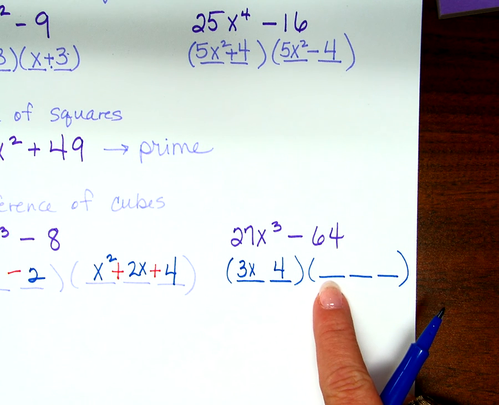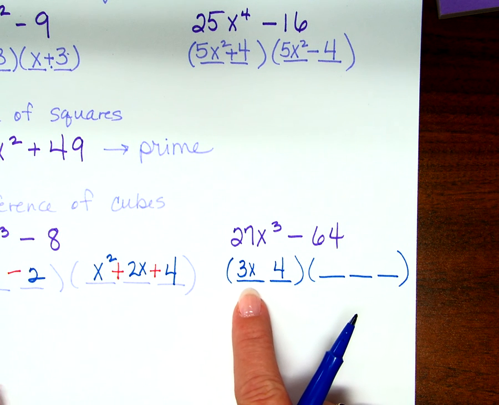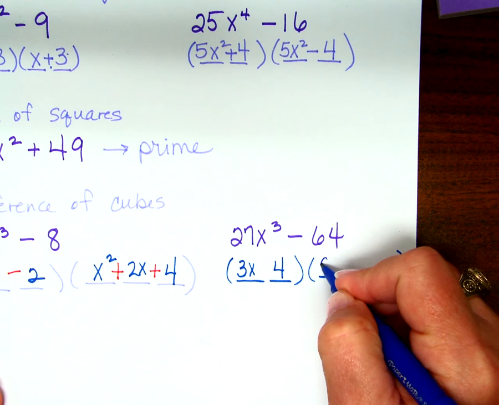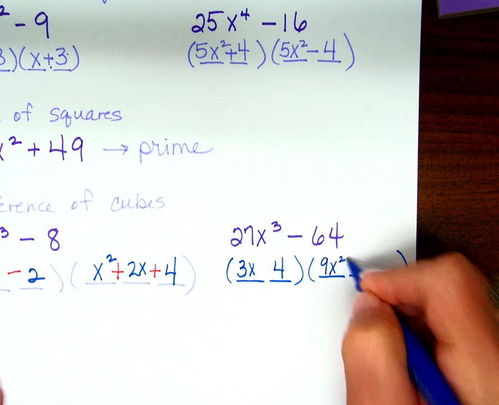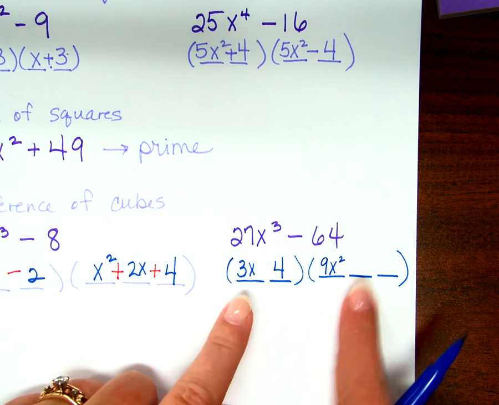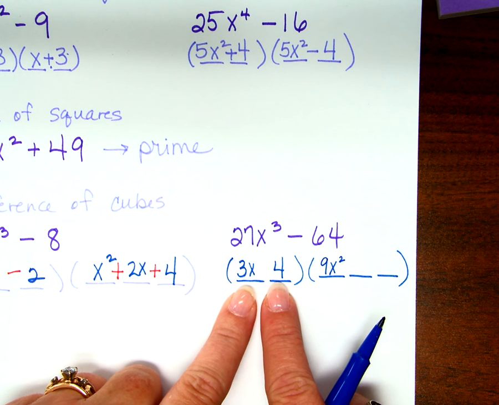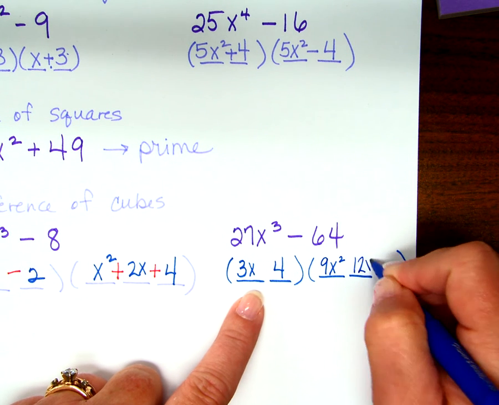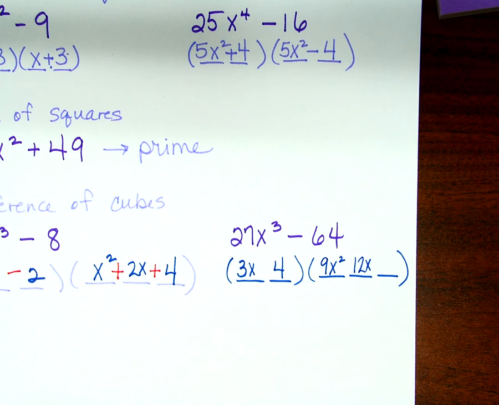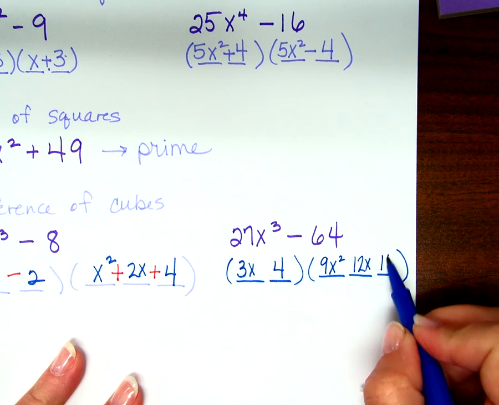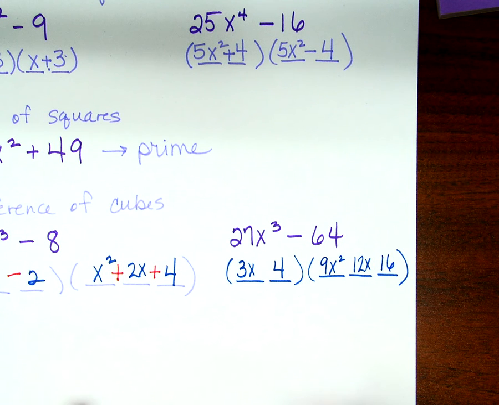How do I fill in the first term of the trinomial? Square the first term of the binomial. What do I get? 9x squared. How do I find the middle term of the trinomial? Multiply them together. What's 3x times 4? 12x. And how do I find the last term of the trinomial? Yep, square the last one. What is that? 16. What are the pattern of the signs?